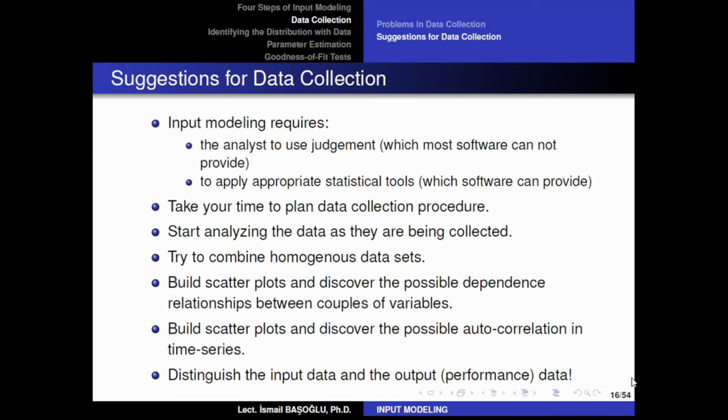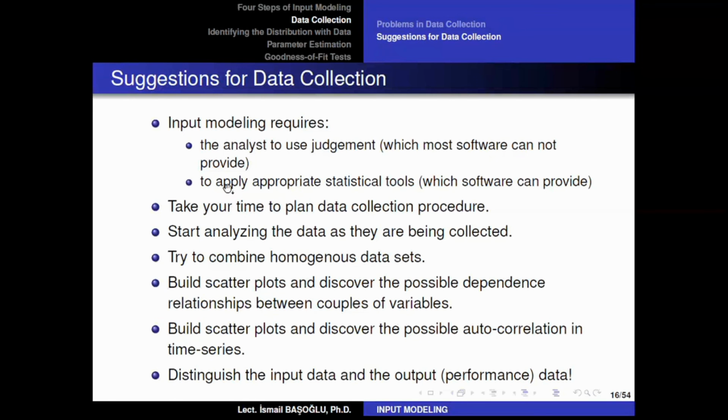So there are a few suggestions by the authors of the simulation textbooks. They say that input modeling requires the analyst to use judgment. Judgment, unfortunately, is not a capability of input modeling software. So you see in the previous problems that I have shown you, we need to use judgment by looking at the data from different perspectives and by understanding the process that the data is coming from. This judgment, unfortunately, cannot come from most input modeling software.